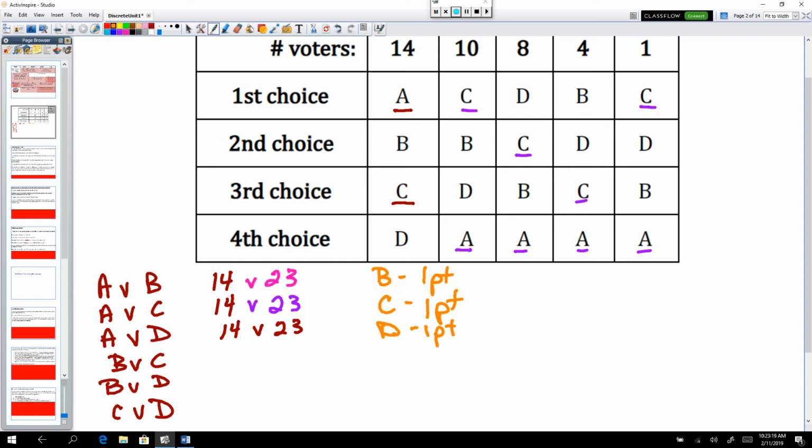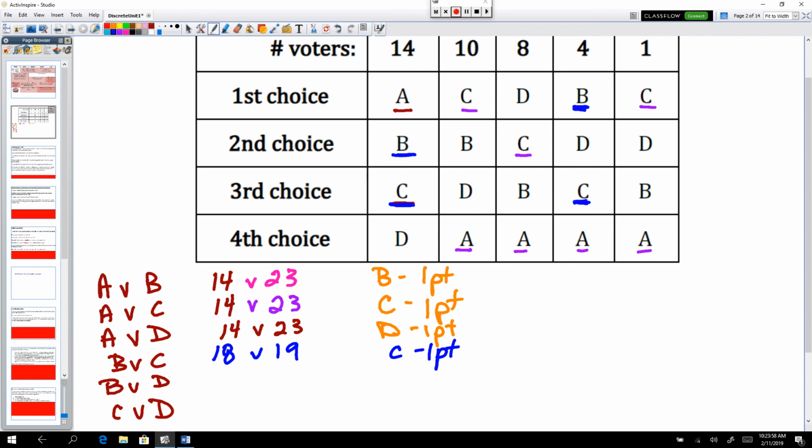Now we look at B versus C. In this, B is preferred over C 14 times. C is preferred over B for those 10 times. C is preferred over B for those 8 times. B is preferred over C 4 times. So now we've got 18. So 18 times B is preferred over C versus the 19 times C is preferred over B. And again, preferred over just means you're higher on the preference list. So this means C gets the point.